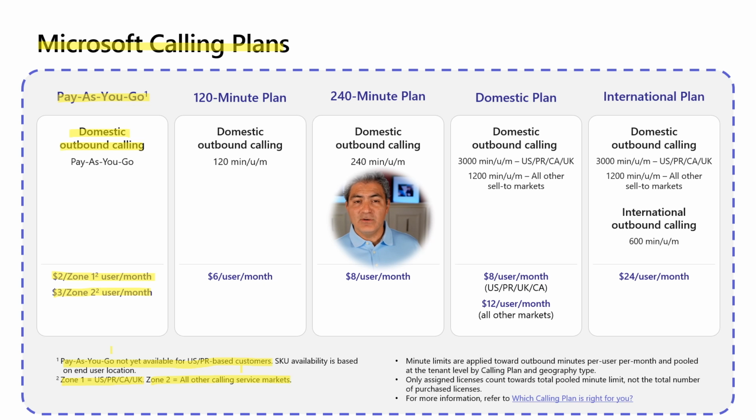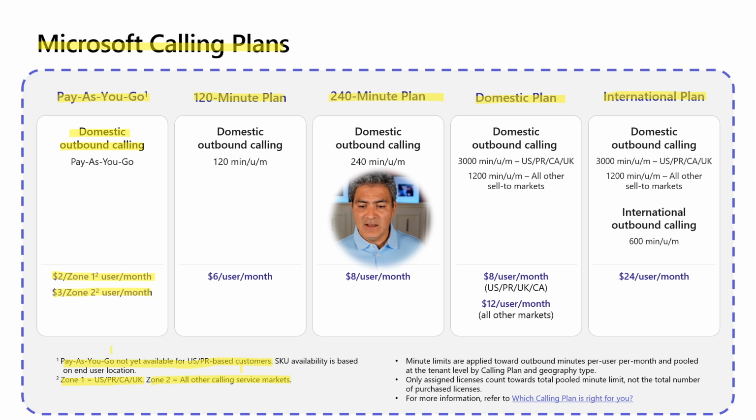Now, the other plans are not as complicated, right? Basically, we have a 120-minute plan, a 240-minute plan, a domestic plan, and an international plan. It's simple in the sense that, first of all, we only charge you for outgoing minutes, outbound calling. Anytime you receive a call on your team's phone, we do not charge you. We do not count that against your plan. It doesn't matter which plan it is, the pay-as-you-go or any of the 4 other ones. You're only paying for outbound calling.